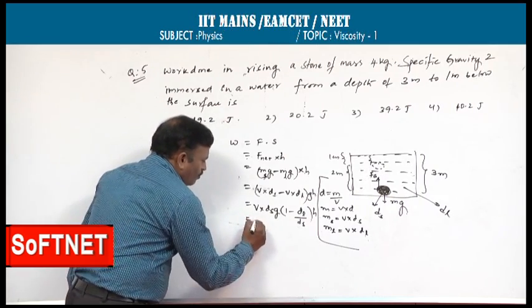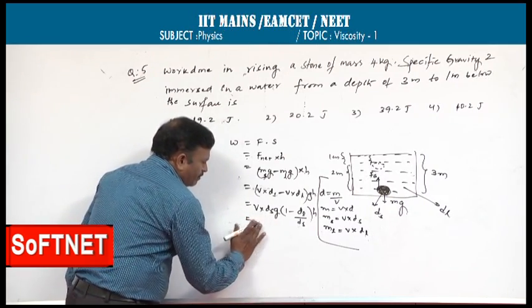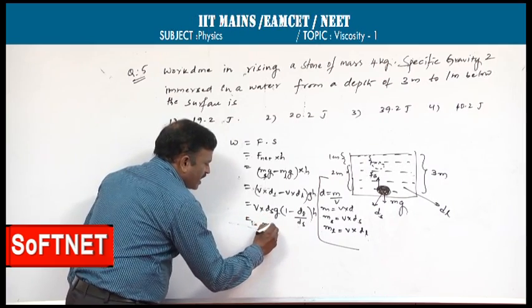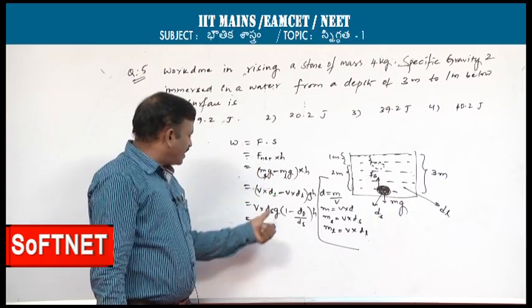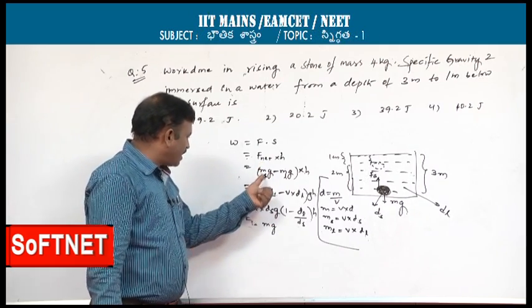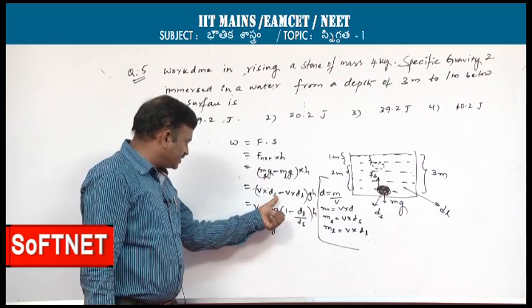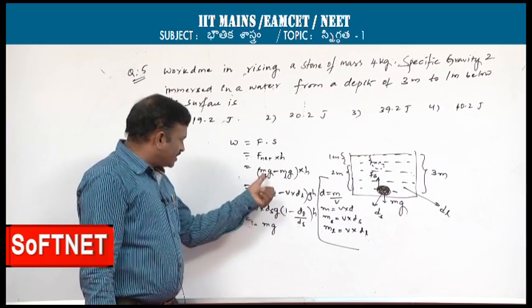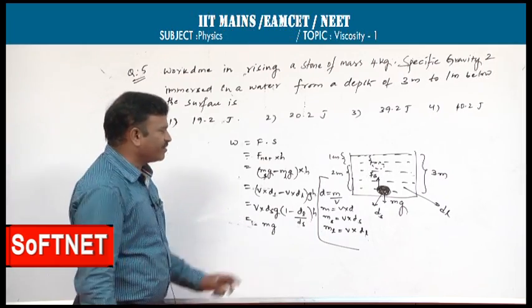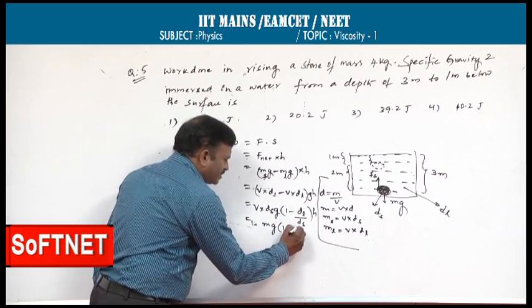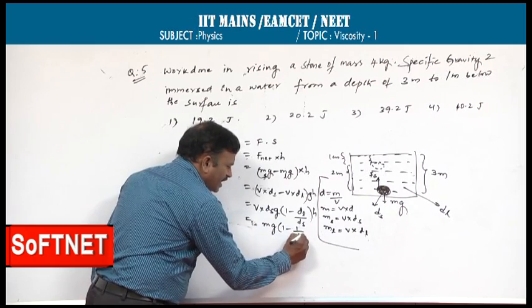So now V ds g will become what? mg only, because mg is what I am writing as V ds into g. ms is V ds. V ds into g is nothing but ms into g, which is nothing but mg, the normal weight of the body, into 1 minus dl by ds.